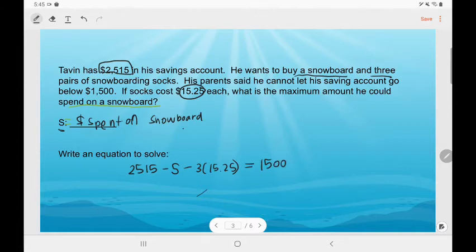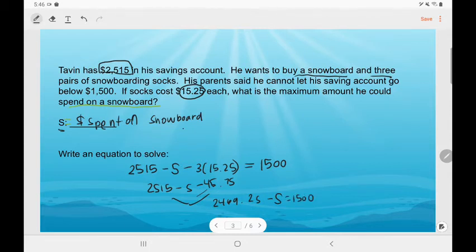And now I'm going to go ahead and simplify. I'm going to figure out how much his snowboarding socks cost by 3 times $15.25. His snowboarding socks cost $45.75. I'm bringing down the rest of this stuff, and I'm going to combine my like terms. 2515 minus, so the total amount minus what I'm paying for snowboarding socks, and I have left over 2469.25 minus his snowboard is equal to 1,500.